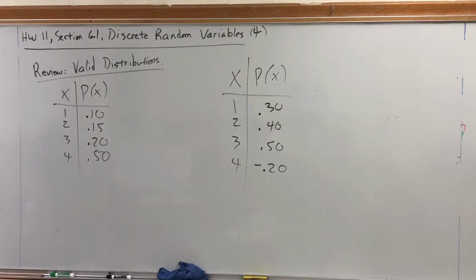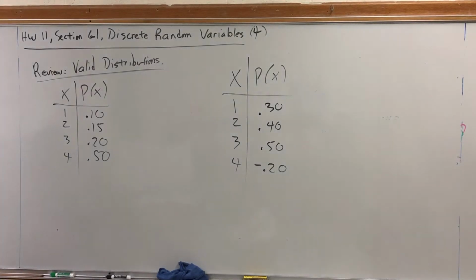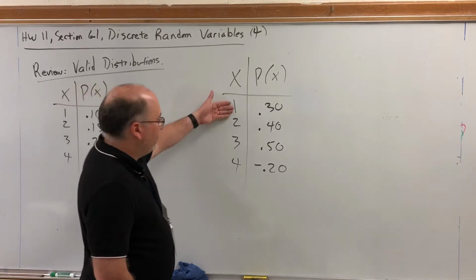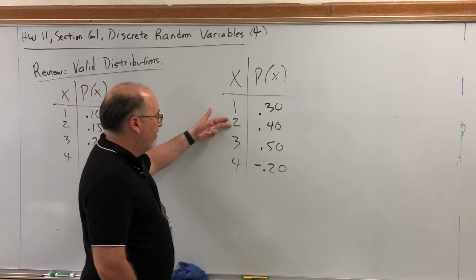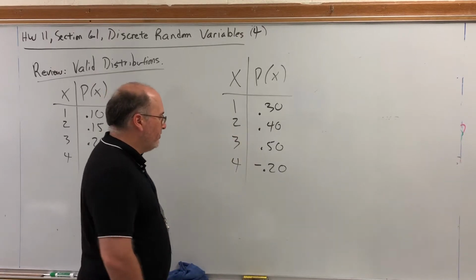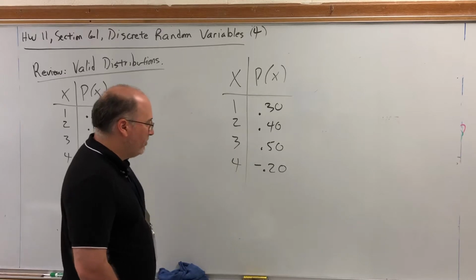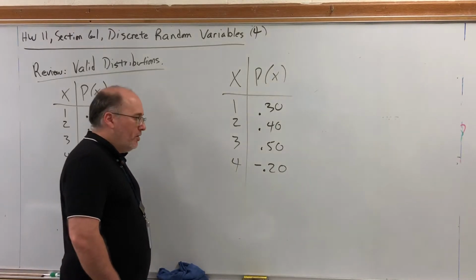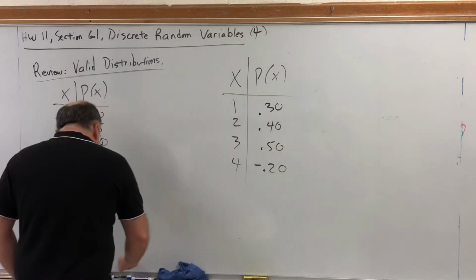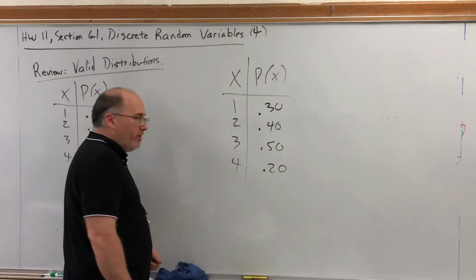One of them is a little more obvious than the other, the second one. What's wrong with the second one? Probability x equals 1 is 30%, probability x equals 2 is 40%, probability x equals 3 is 50%, probability x equals 4 is negative 20%. Wait, what? Oh, yeah, probabilities can't be negative. So if I took the negative off, would it be okay? The answer is still no.